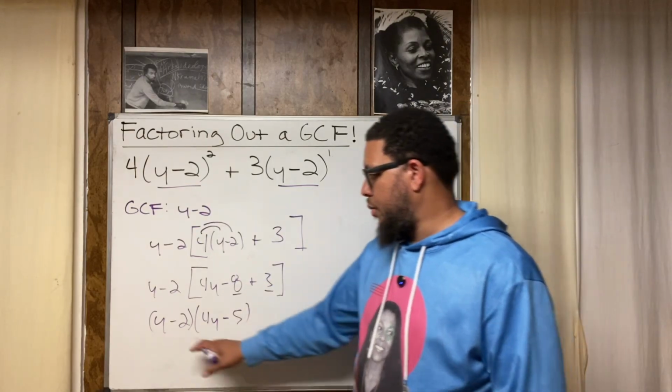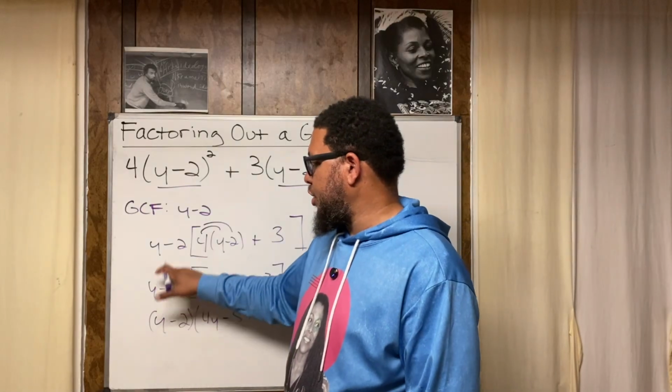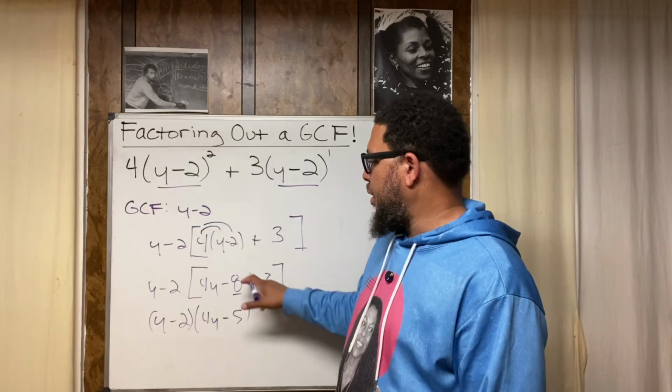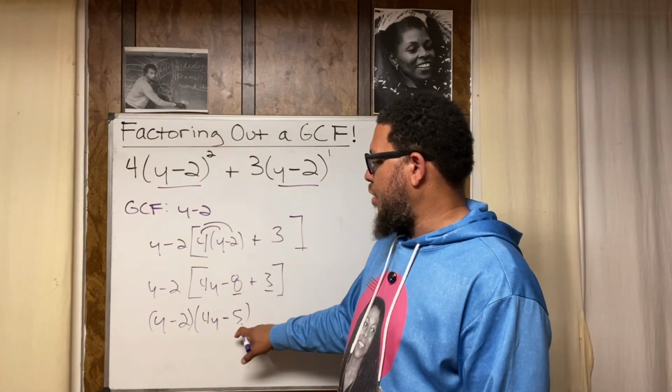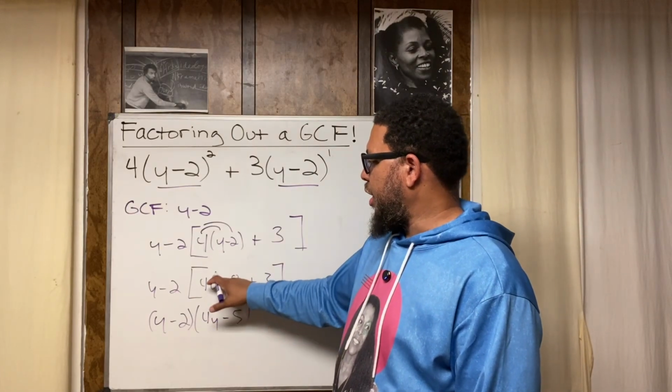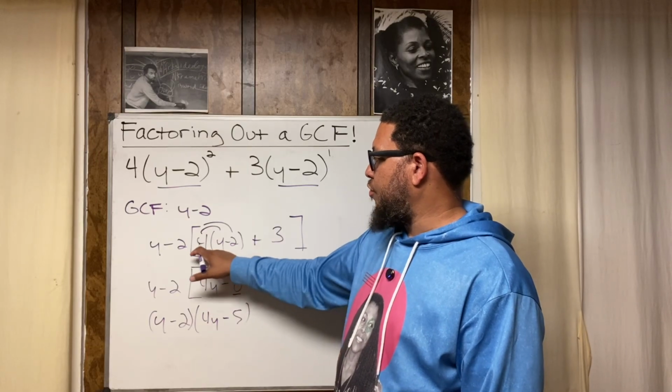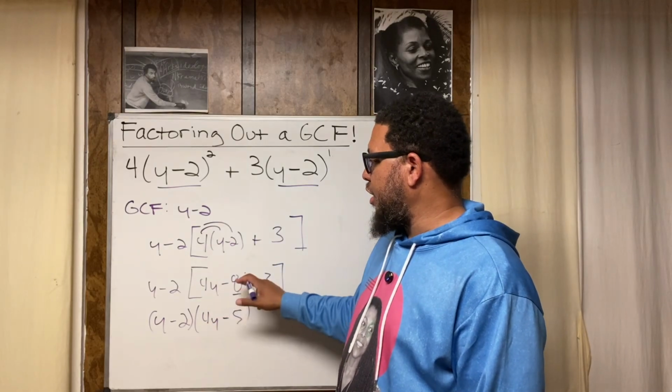All right, now look what I ended up with. Y minus 2, which was our GCF, times 4y minus 5. Where'd that come from? Negative 8 plus 3 is negative 5. Where'd the 4y come from? Came from here. Where did it come from before that? 4 times y, and 4 times negative 2. That's where the 4y and the negative 8 came from.